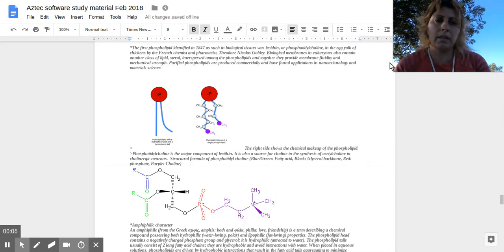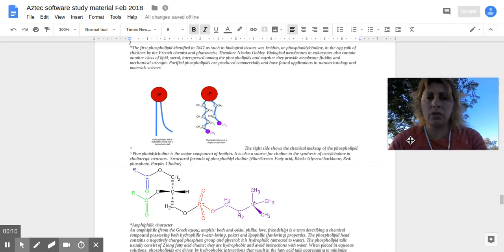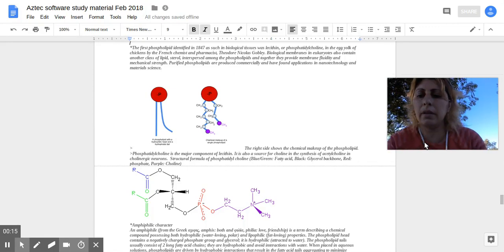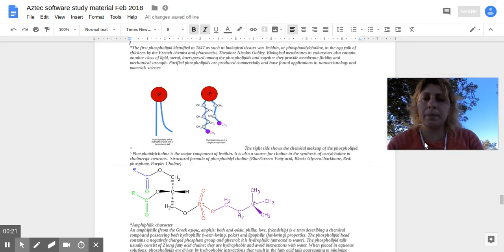We're learning about cell biology and life science in a nutshell. We are currently learning about molecules and cell membranes called phospholipids. The first phospholipid was identified in 1847.